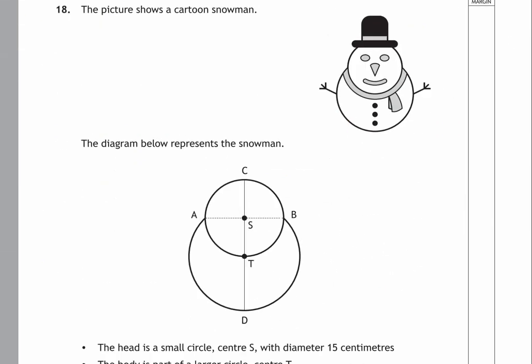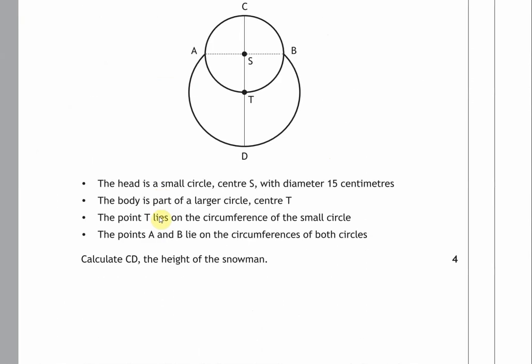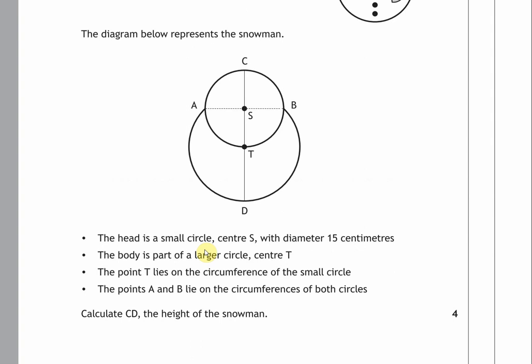And then finally, question 18 is one that caused significant problems in the 2019 exam. So we'll go through this and we'll see how to solve this one with ease. So we have a cartoon snowman and it can be represented by 2 circles. And we know here that the head is a small circle with centre S and it has a diameter of 15 centimetres. So from that point there to that point there is 15.